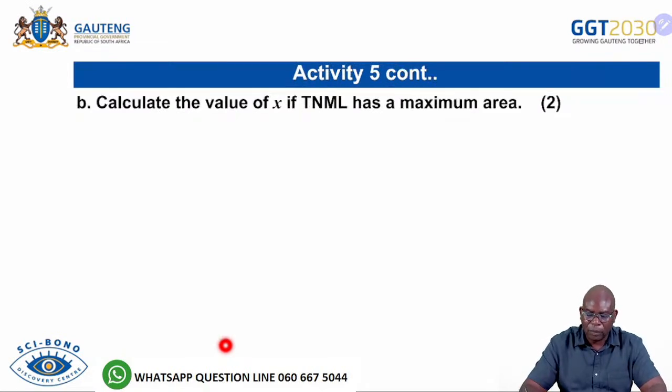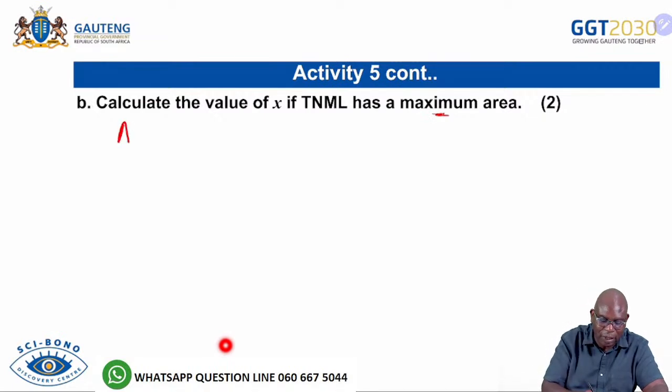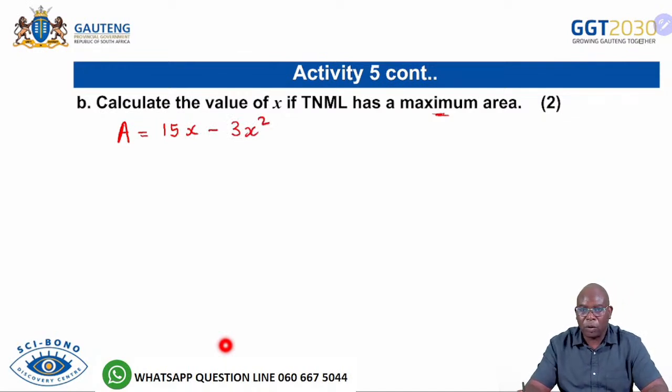Now, B. It says calculate the value of x if TNML has a maximum area. So you see that maximum area. I'm going to write down the area because this is the one that you're going to do now. So it's 15x minus 3x squared. So it's B. You're going to do it. I'm only giving you 2 minutes to complete that question.